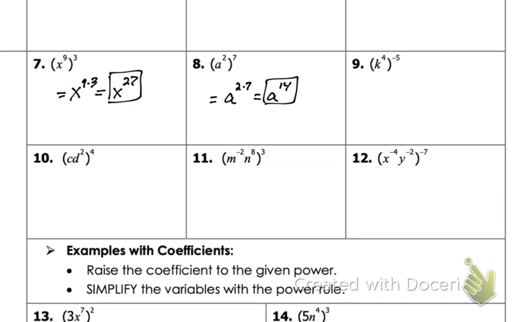Perfect. I'll do the next one. K to the 4th to the negative 2. That would be k to the 4 times negative 2. Did I say negative 2? I meant to say negative 5, which would be k to the negative 20th. I don't want negative 20, so I'll put a 1 over k to the 20th.